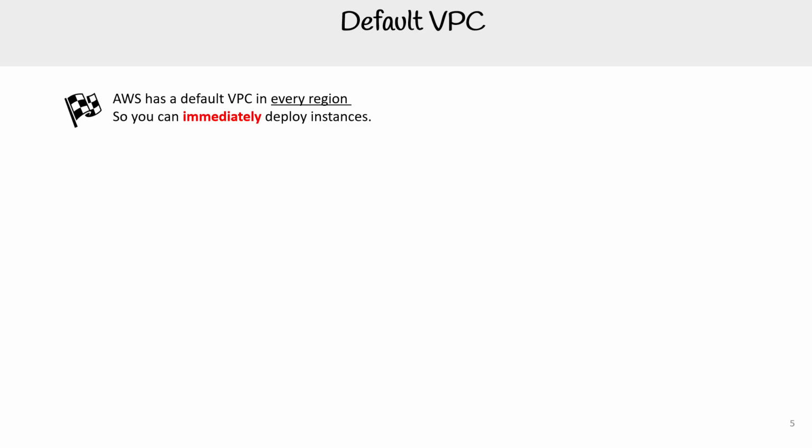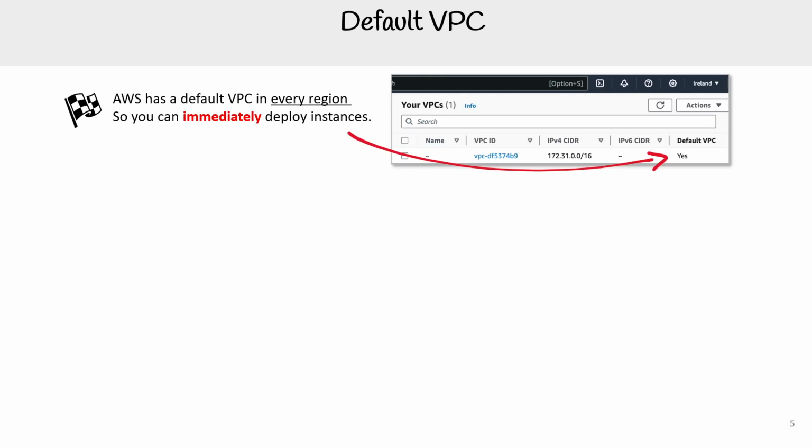AWS has a default VPC in every region, so you can immediately deploy instances. So here is an example from the console as it looks like today, as I'm sure they'll change it sometime in the future. But this is for the Ireland region. And if you notice, the default VPC flag says it's yes.